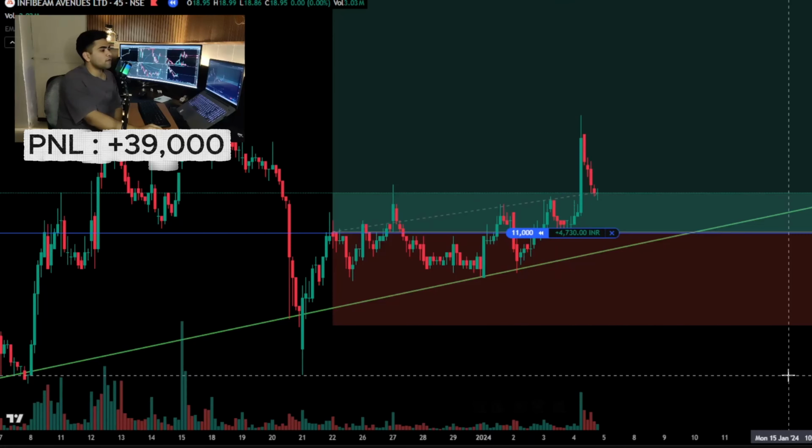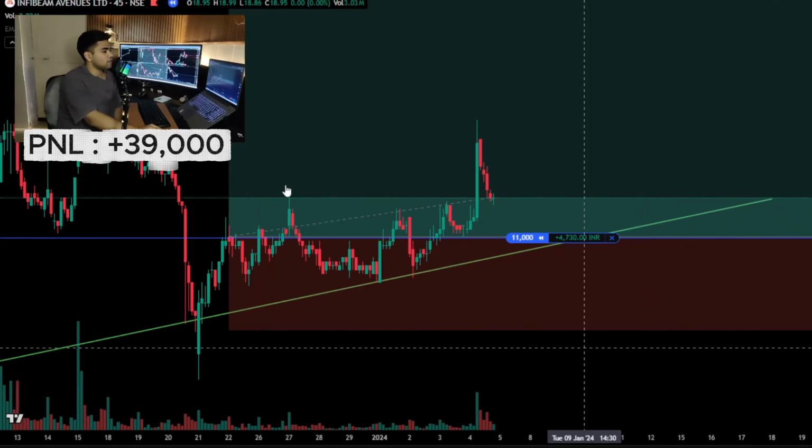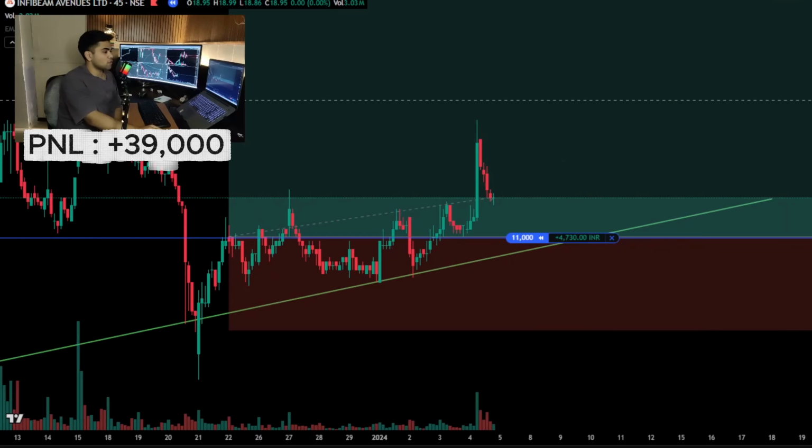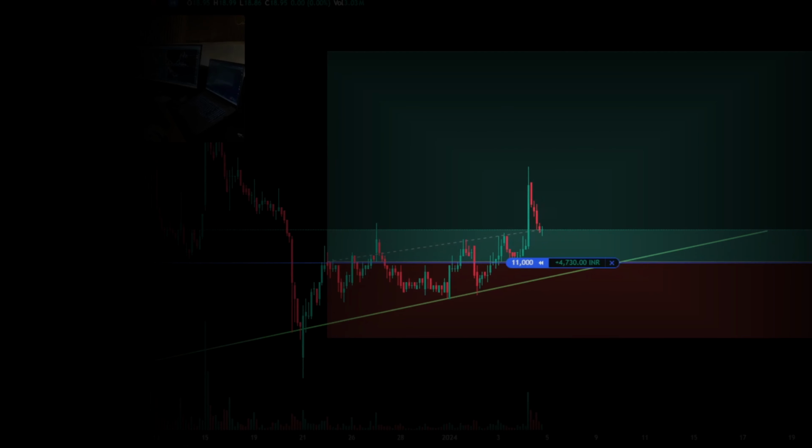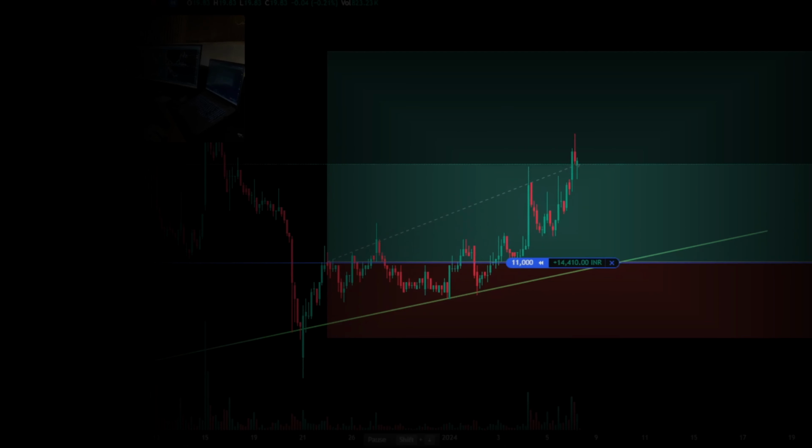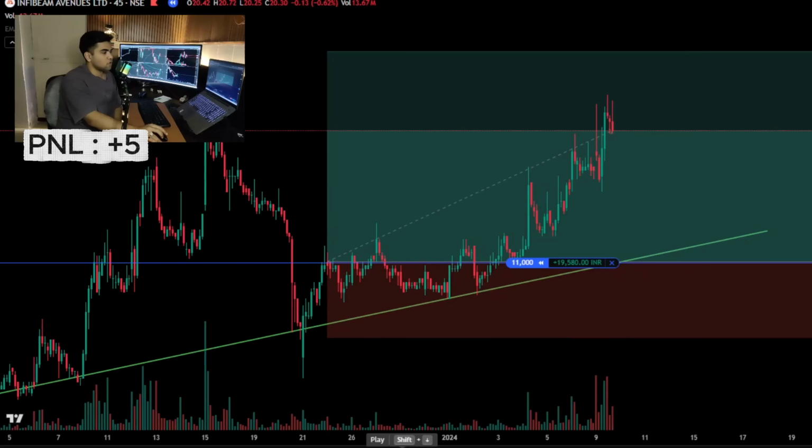Okay, so a quick update, we are in profit, and the previous highs have been broken, so that is a good thing also, and nothing much. Let's see. Okay guys, so we have recovered the 10,000 loss and made a profit of 10,000. So now our trade is at a profit of 54,000 rupees, and that is like a great achievement.